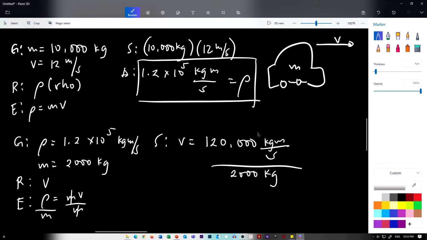Okay, so we're going to cancel, of course, kilogram first. Then we can cancel the zeros, so that would effectively be division. So that's 1,000 divided by 1,000. So it will become 120 divided by 2. Is that right? Okay, of course that's right. So what's our answer? Our velocity will be 60. Correct? Then of course our unit would be meter per second.